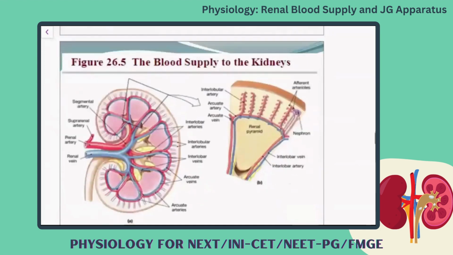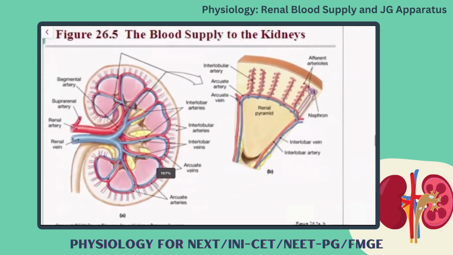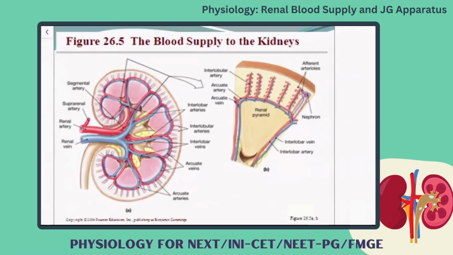Blood supply to the kidney. Why we are seeing that here is, that is going to tell us how the blood flow is entering into the kidney. So which artery is bringing blood to the kidney? Renal artery. It is a branch from the abdominal aorta. In which position? At the level of L2. Okay, so the renal artery is taking its branch from the abdominal aorta at the level of L2.